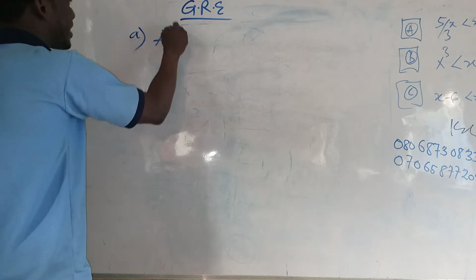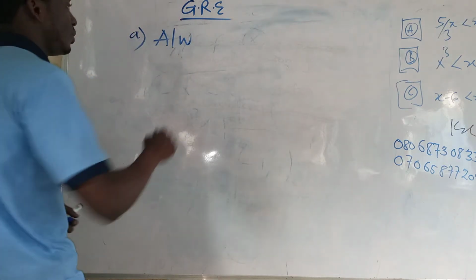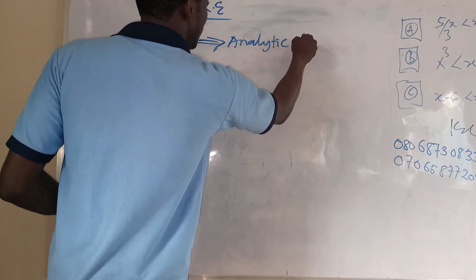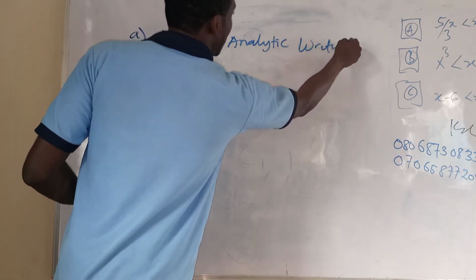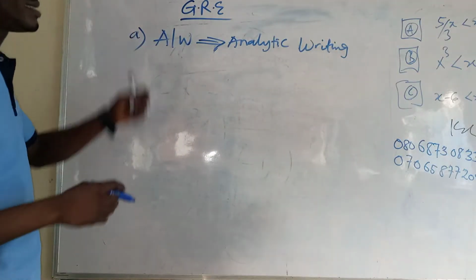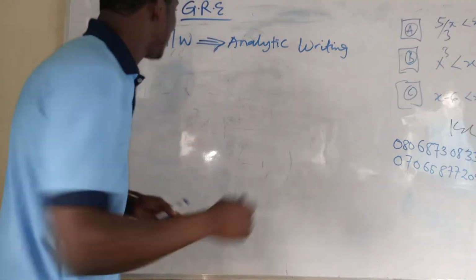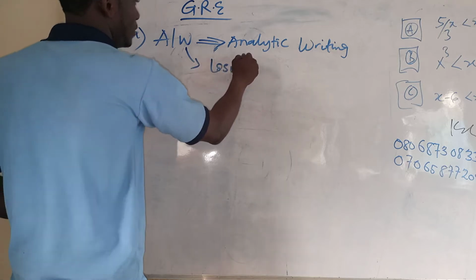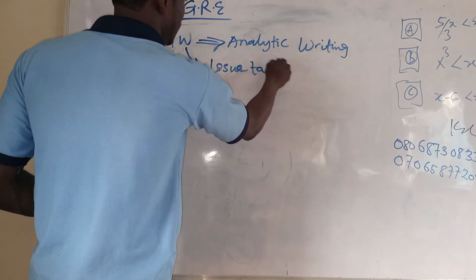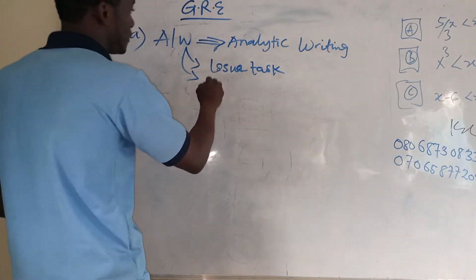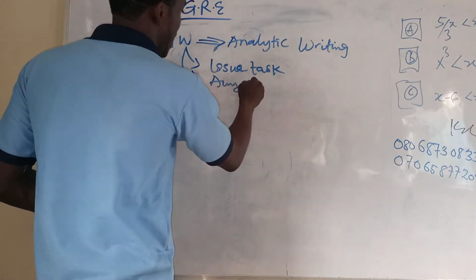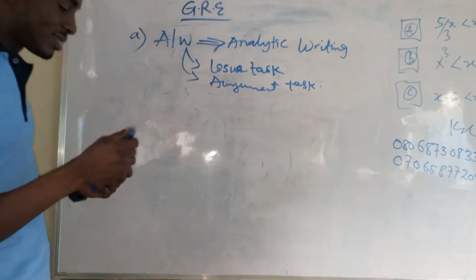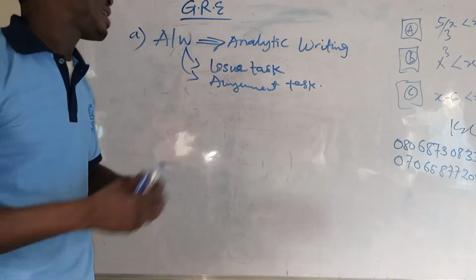Firstly, we have what we call analytical writing, AWA. The analytical writing likewise is divided into two. We have the issue task, and the second one, the argument task.